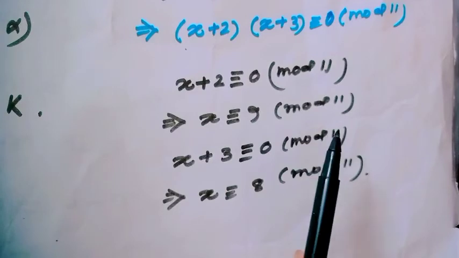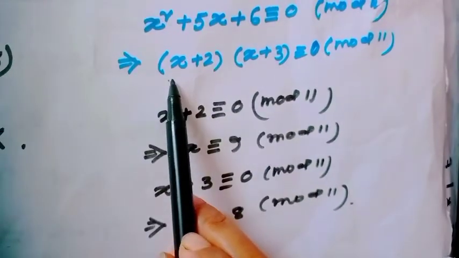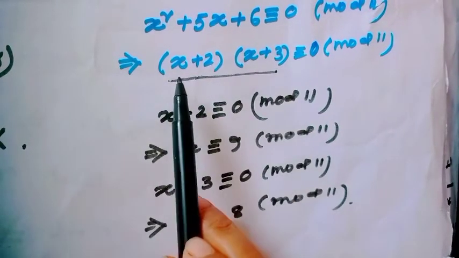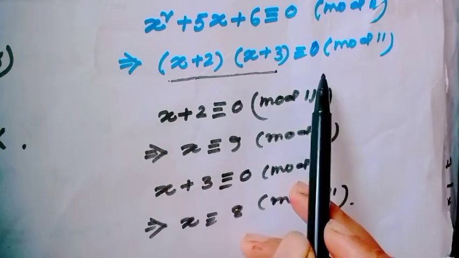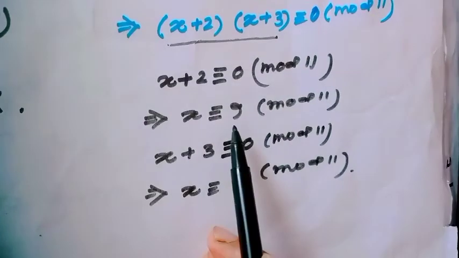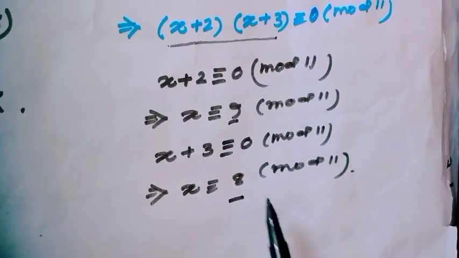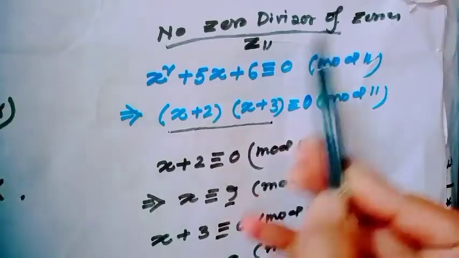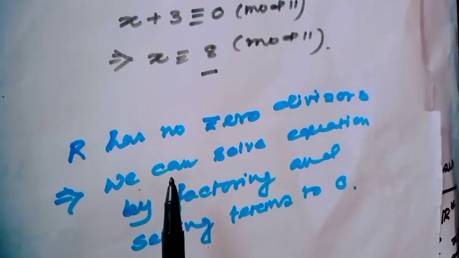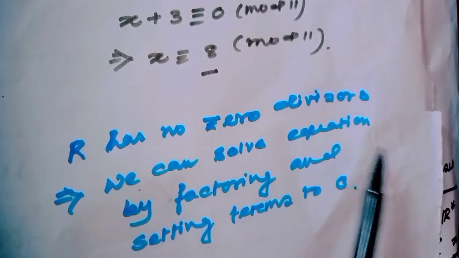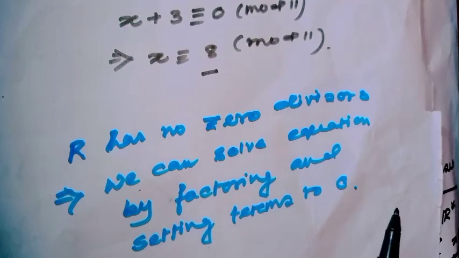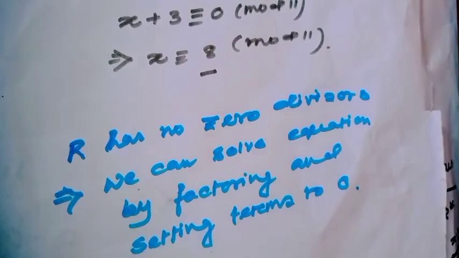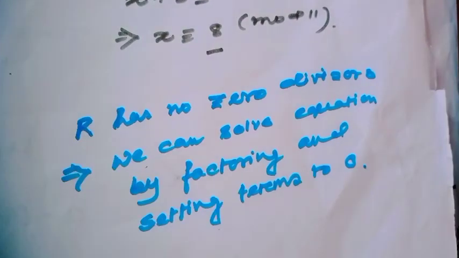And if we put other values of Z11 here, I will get that there exists no other solution. The only solutions are 9 and 8. And this is possible because there is no divisor of 0. When any ring has no 0 divisor, then we can solve any equation by only factoring and setting each term equal to 0. This is the main idea of an integral domain.